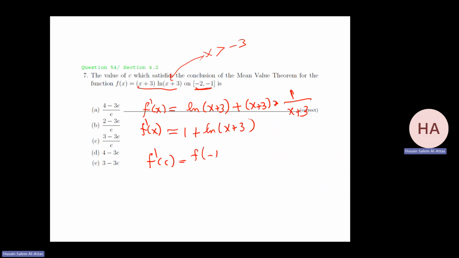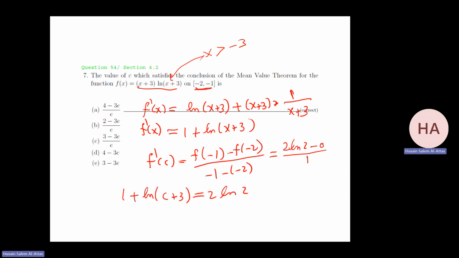It will be equal to f of minus 1 minus f of minus 2, over minus 1 minus minus 2. Be careful with the calculation. f of minus 1 will be 2 ln 2. f of minus 2 will be 1 ln 1, which is 0, over minus 1 plus 2, which is 1. So I have 1 plus ln of c plus 3 equals 2 ln 2.